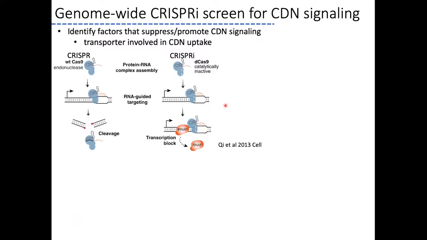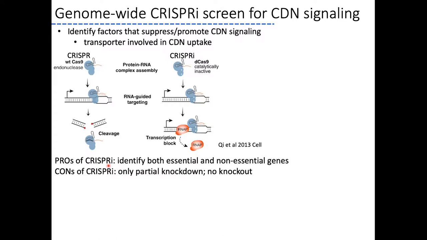So we used this CRISPRi system, which like the conventional Cas9 system, uses a guide RNA to target a particular region in the genome. But in contrast to the conventional system, it doesn't cut, but it represses transcription via a coupled repressor domain. Therefore you will get a general depletion of mRNA of your gene of interest. The advantage is that you will have a higher chance of identifying both essential and non-essential genes, because you will have a knockdown and not a knockout, and a knockdown might be less lethal if it is an essential gene. But that's also the downside, because you will only get a knockdown and not a knockout, and therefore your phenotype might not be as robust as when you would use the conventional CRISPR-Cas9 system.